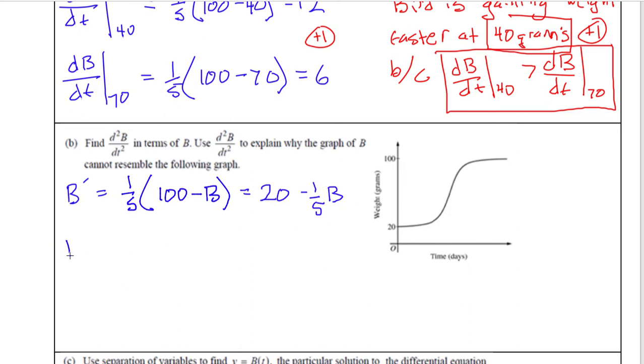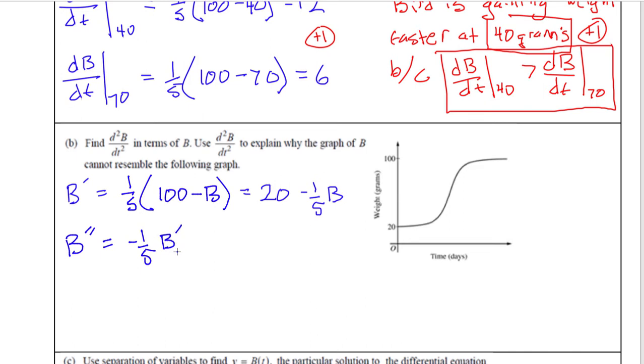Now let's take B double prime. If I take the derivative again, the derivative of 20 is 0, so don't worry about it. The derivative of B is B prime, because we can't think of this as Y. If I take the derivative of Y, it's Y prime. So think of this as B prime, so the answer is negative 1/5 B prime.